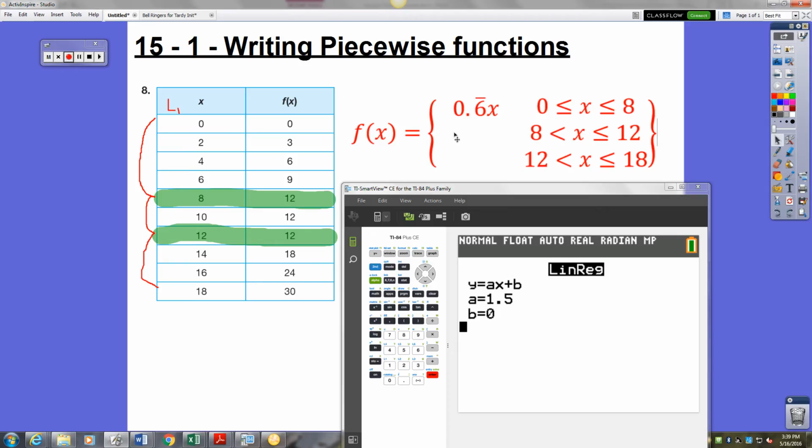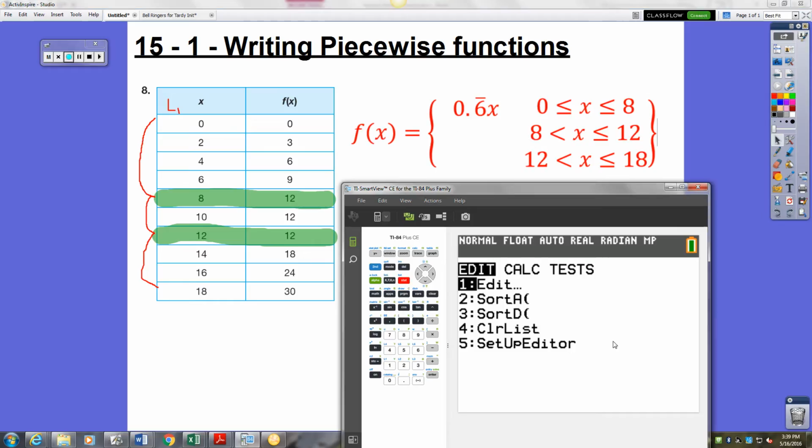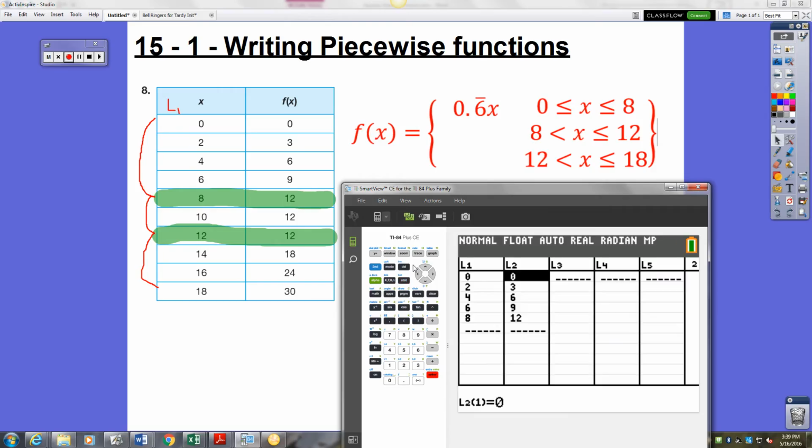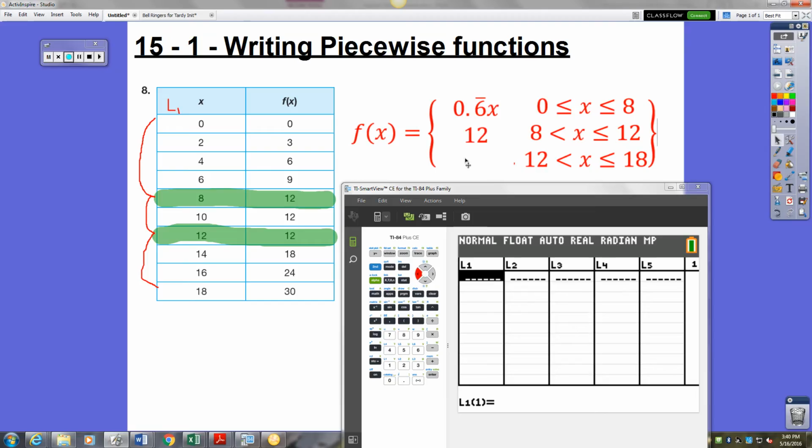Let's go back to doing the equations. So the next interval is 8 to 12. So I will go back to my stat, go back to my edit, and I'm going to delete these out. You can overwrite them too, but I'm going to delete them out. And you don't have to do this part on the calculator, actually, because f of x, no matter what x is, I always get 12. It doesn't even matter what happens. So the answer here is 12. Anytime you have the same number, it's just 12 all the time.